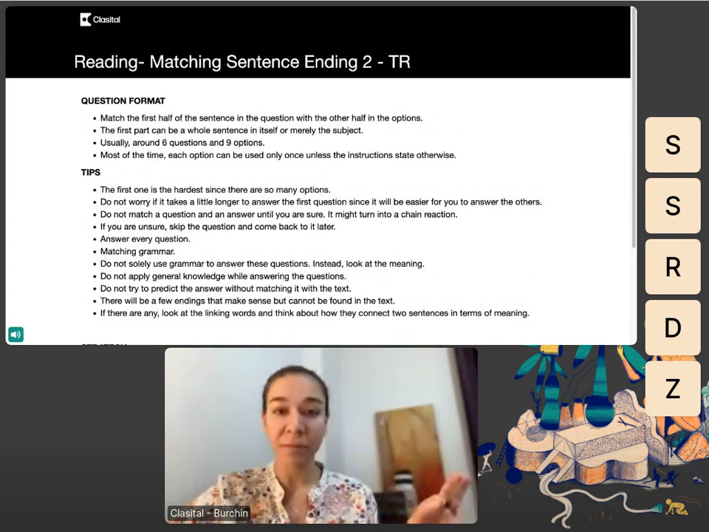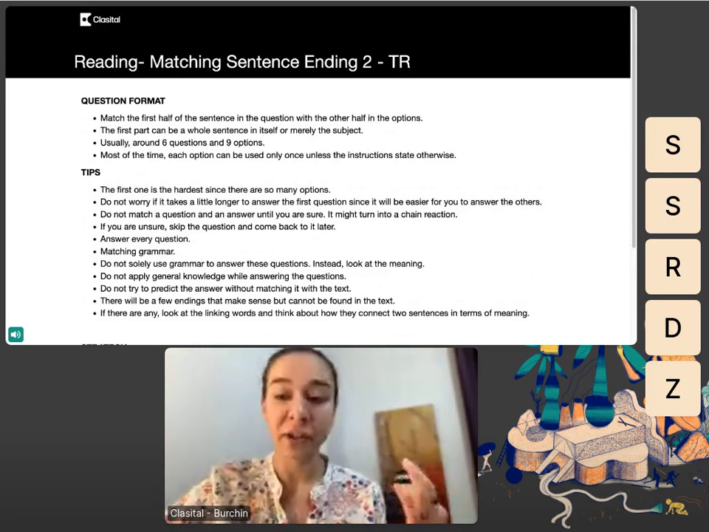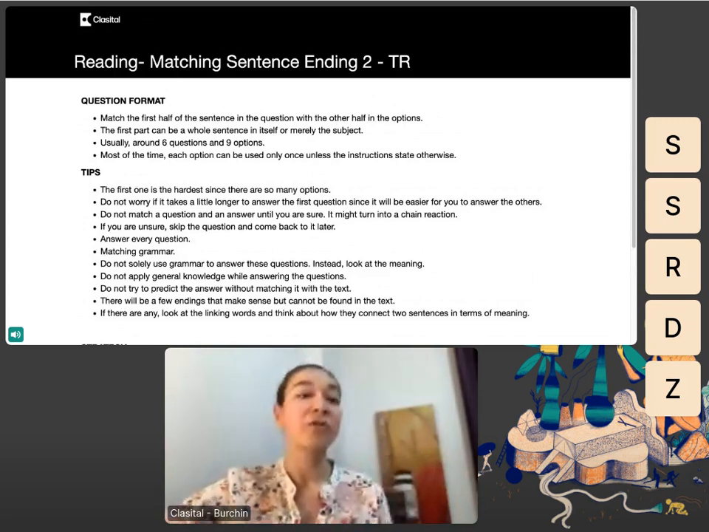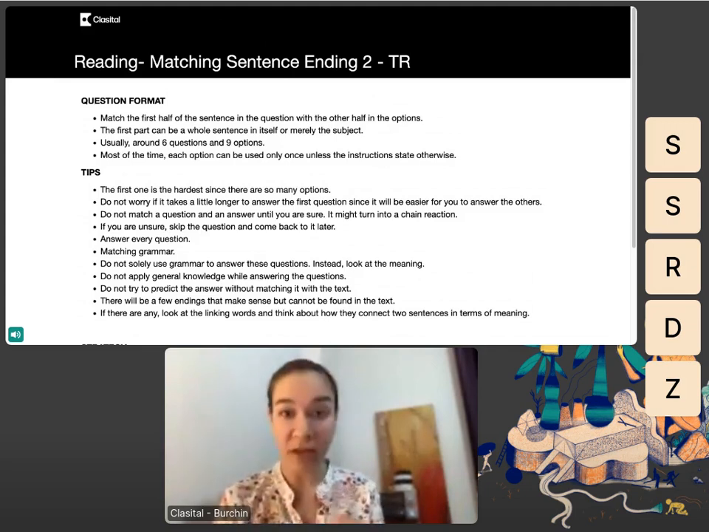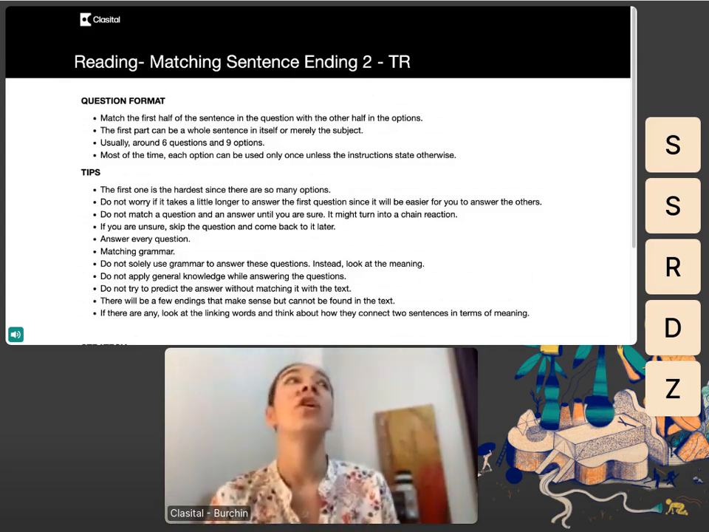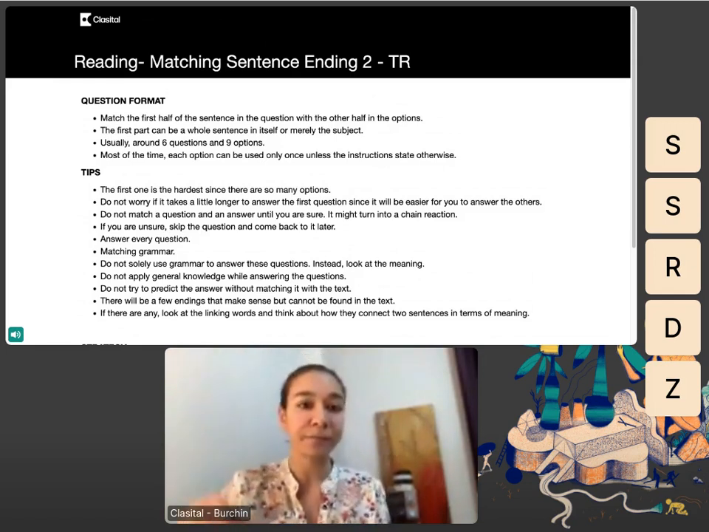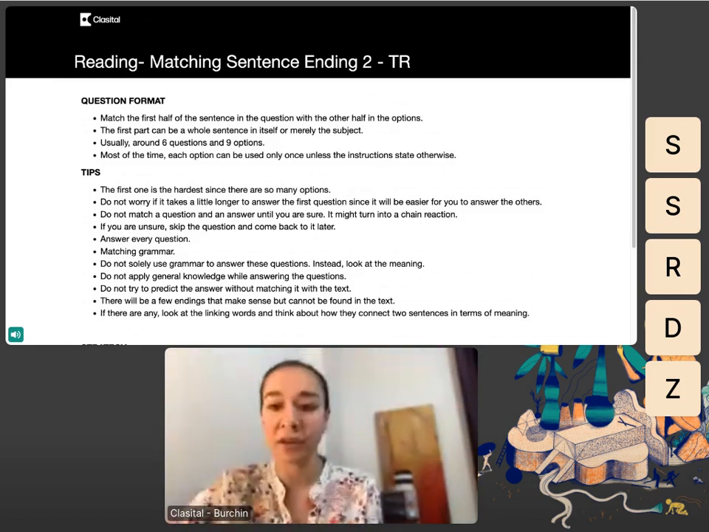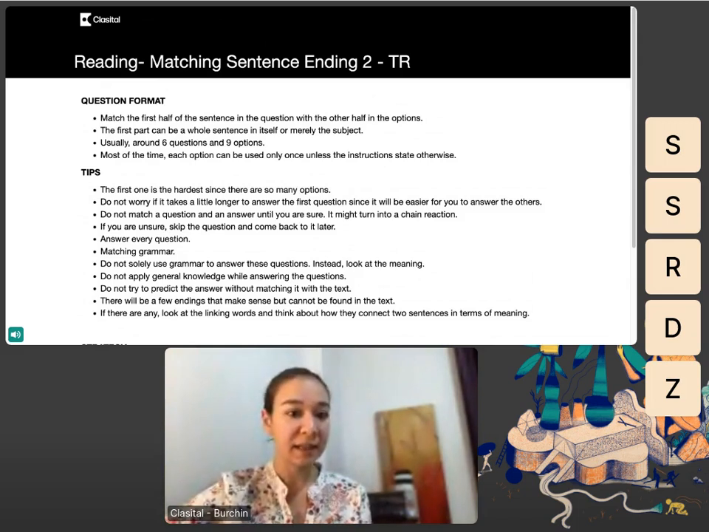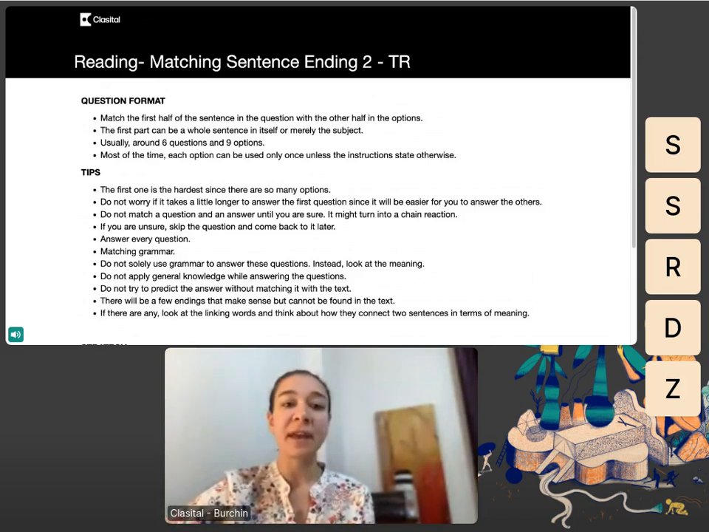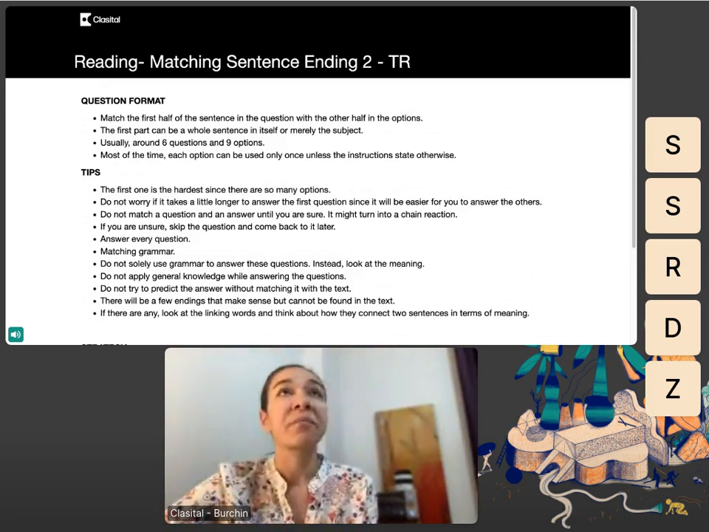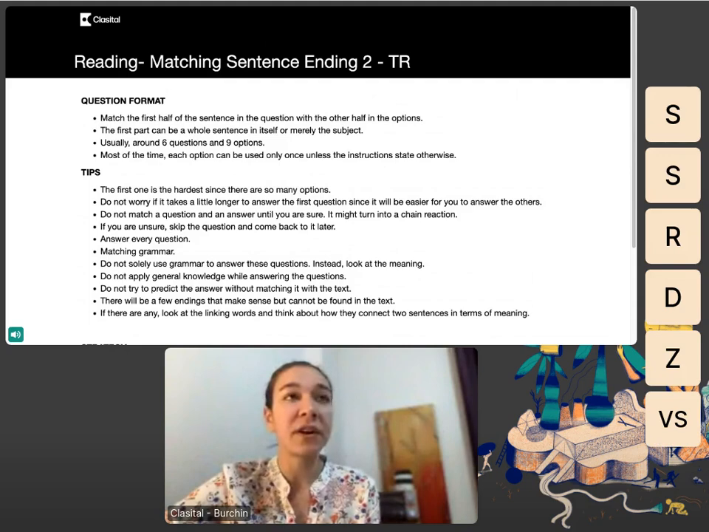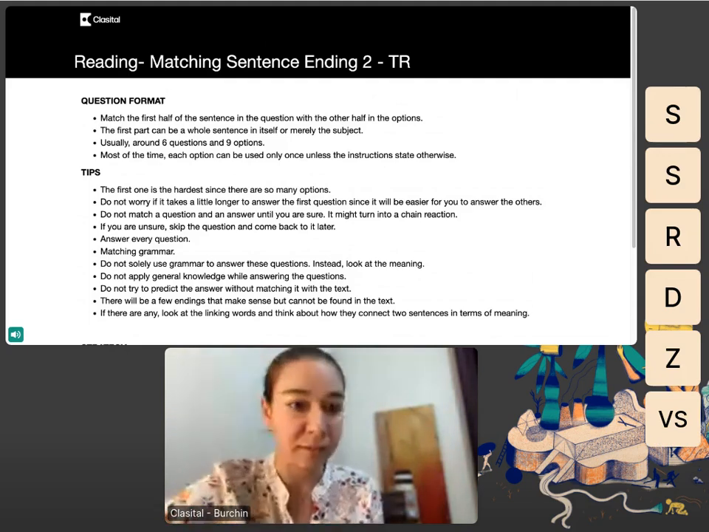The very important part of it, you are required to write letters. You are not going to write the end of the sentence. You are going to write just letters. This is very important. Students lose points because of this part, even if you know the true answer. The first part can be a whole sentence in itself, or it can be merely a subject, like the one of the research, for example.